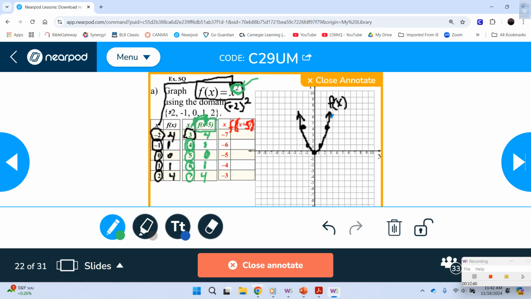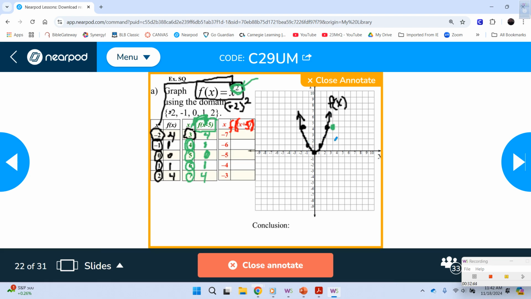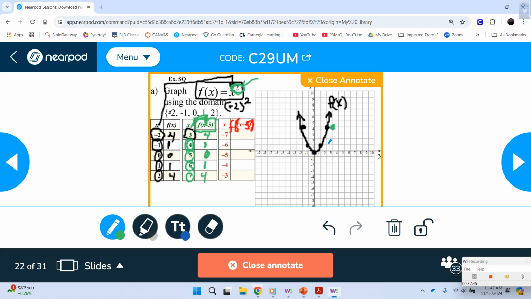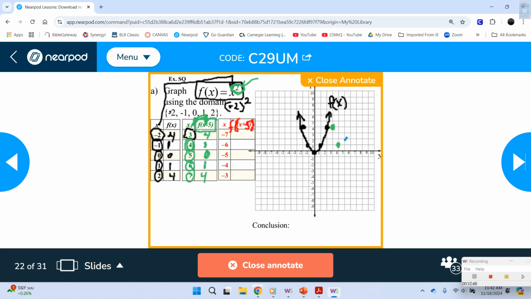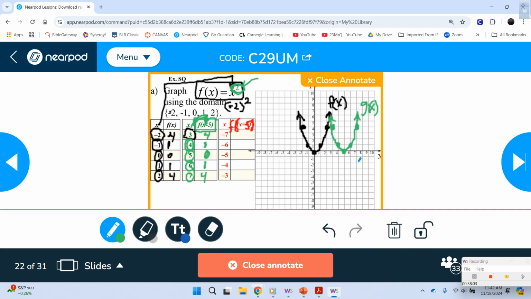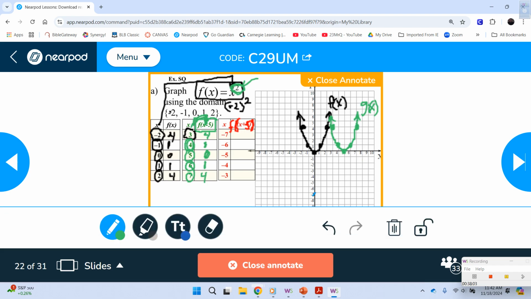All right, let's graph that one in green. 3, 4. 4, 1. 5, 0. 6, 1. 7, 4. Let's graph it. And we label that one g of x.